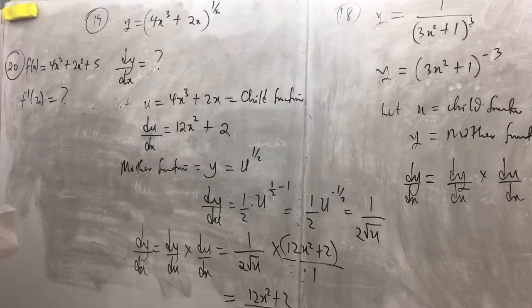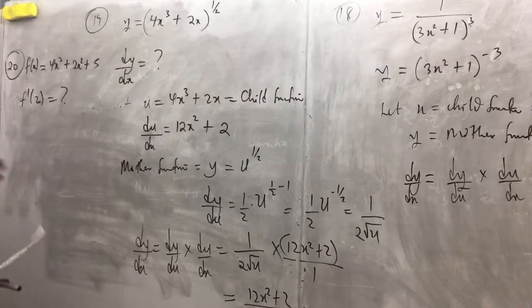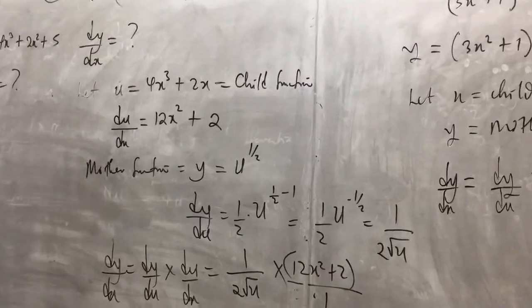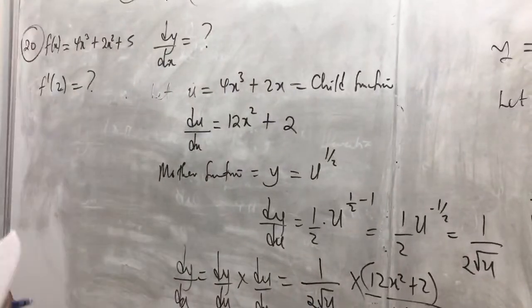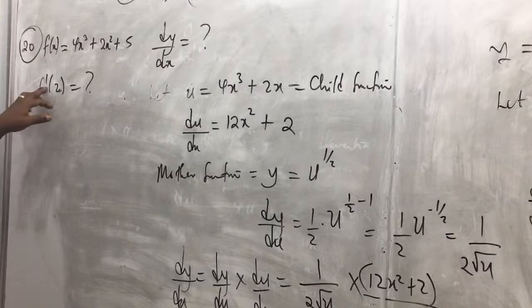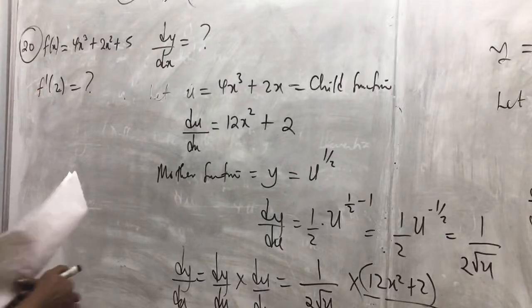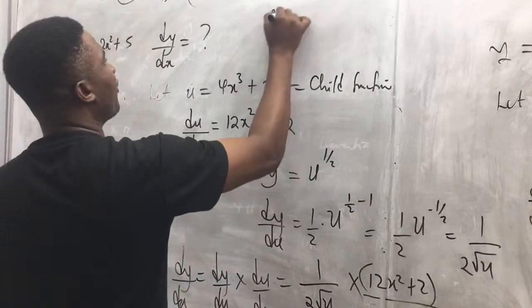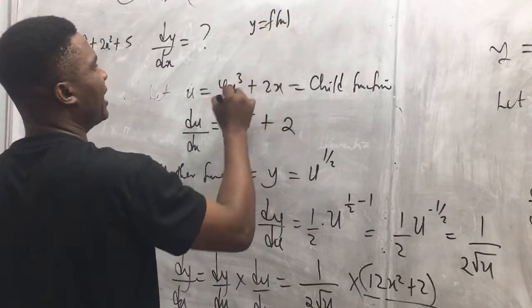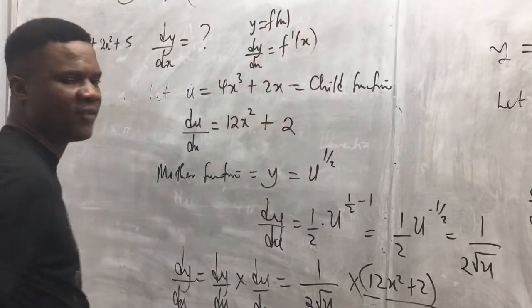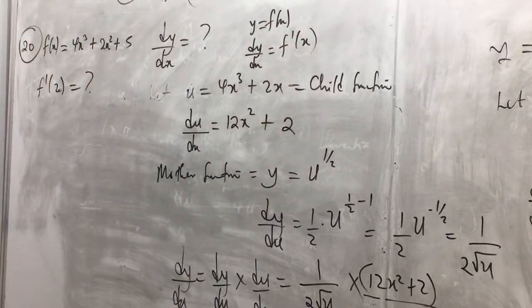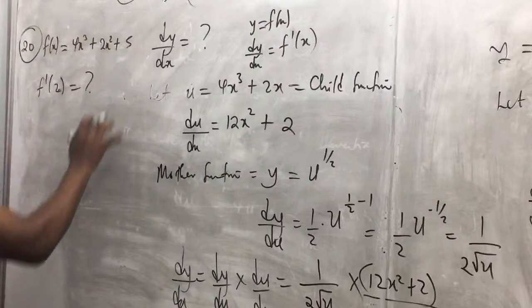Please take note. If f of x is a function such as 4x cubed plus 2x squared plus 5, then another way of representing the derivative of f of x is to write it as f prime. So if we have a function y equals f of x, dy/dx is the same as f prime of x, the first derivative. Okay? So, what is the idea for solving a problem like this?